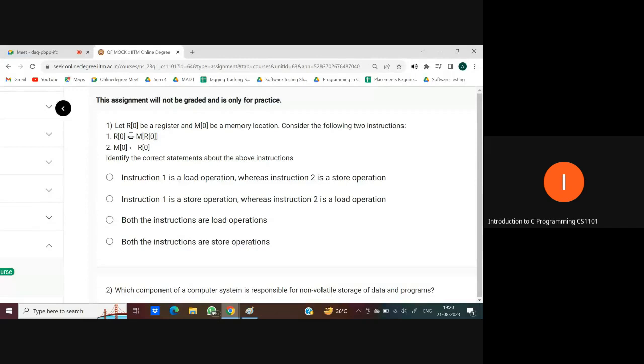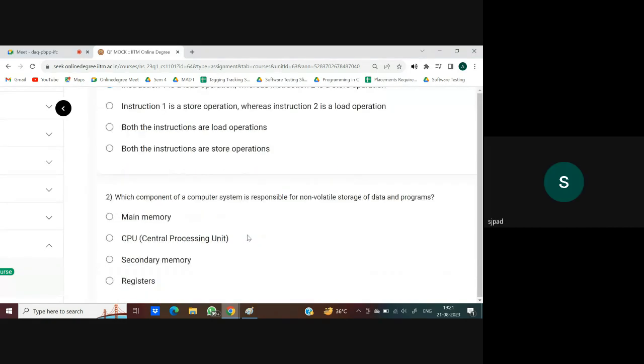So if you are taking values from memory and copying them into a register, that is known as load. If you are copying from registers and putting them into memory, that is known as store. So the first instruction here is basically doing a load operation because it is taking a value from memory to register. So instruction 1 is a load operation, whereas instruction 2 is a store operation. Yeah, that first option itself is correct. I hope you are able to understand what I'm trying to tell you.